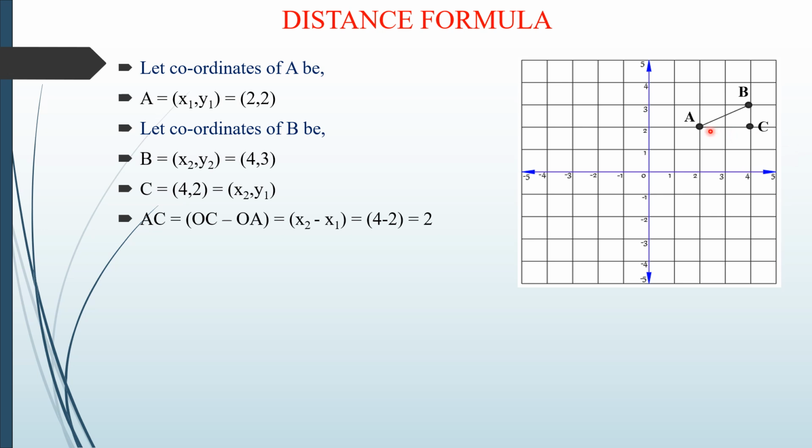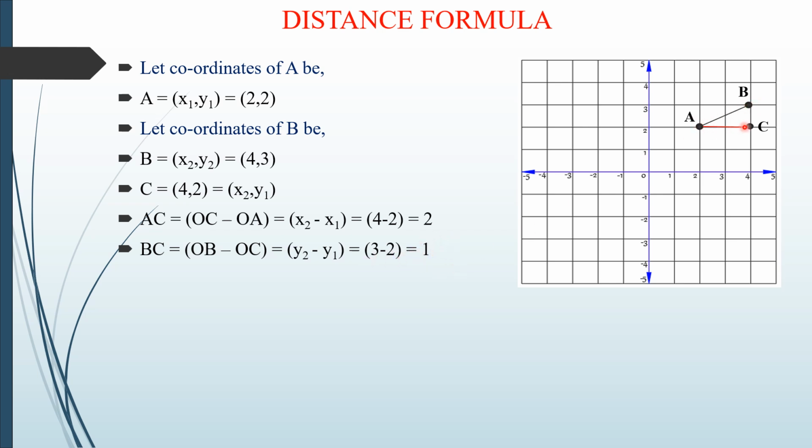Now the AC distance here is nothing but the OC distance, that is the x ordinate of point C minus the x ordinate of point A, that is nothing but OC minus OA. That will give me x2 minus x1, that is 4 minus 2, that is 2. Similarly, the BC distance, this distance if you can see, is nothing but this y2 minus this y1, y2 minus y1, that is 3 minus 2 is equal to 1 here.